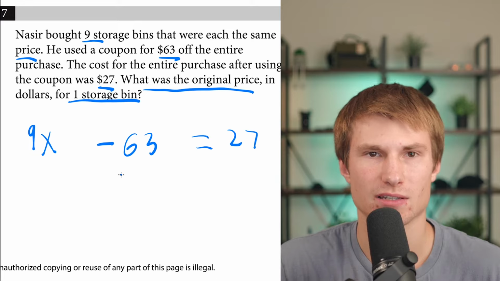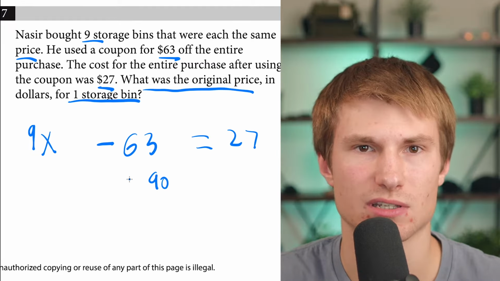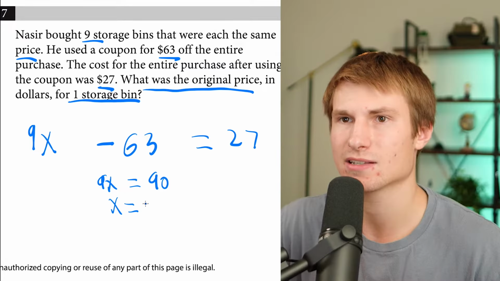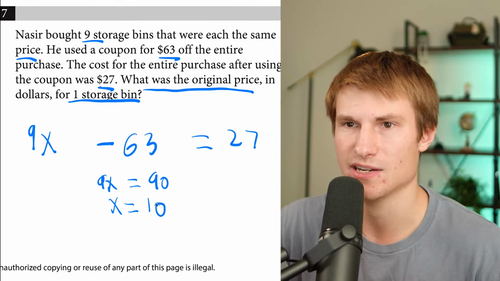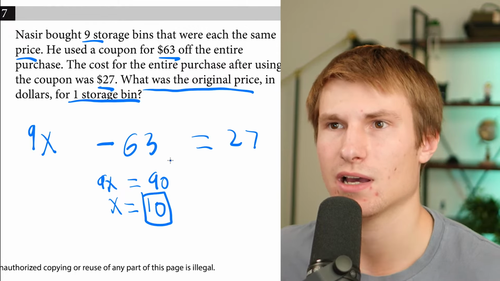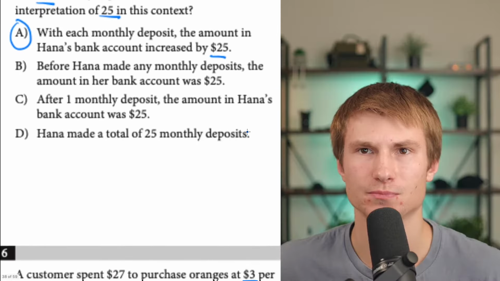We'll go ahead and add 63 to both sides. 27 plus 63 is going to give us 90. 90 is equal to 9X. Divide both sides by 9. X is the value of one storage bin. We see that's 90 over 9, which will equal 10. So our answer for the value of one storage bin there will be 10. We can go and move on to question number 8 now.